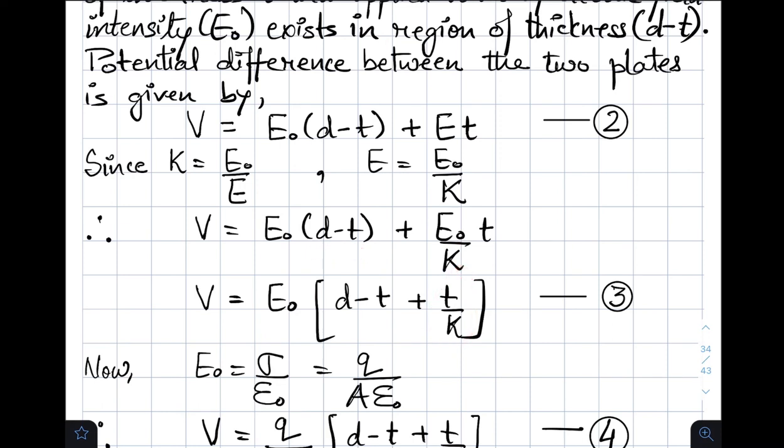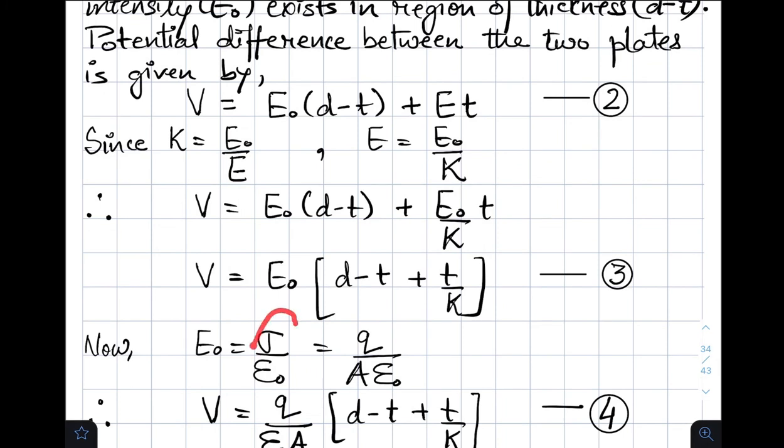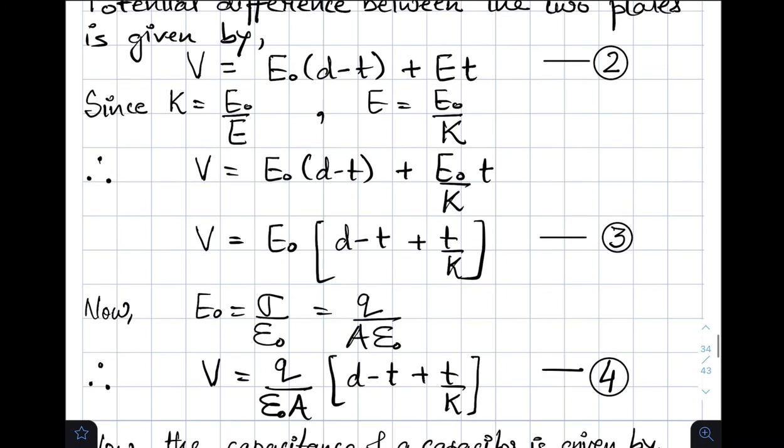Now if you remember, E equals sigma upon epsilon naught. So E naught is sigma upon epsilon naught, or Q upon A epsilon naught, where sigma is equal to Q upon A. Now if I put the value of E naught, we get V equals Q upon epsilon naught A into D minus T plus T by K.